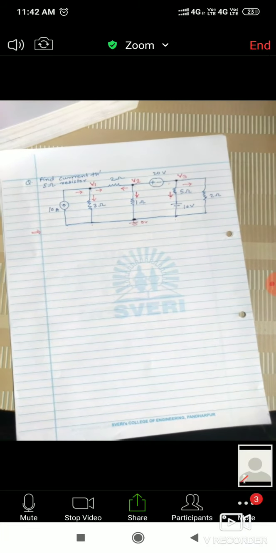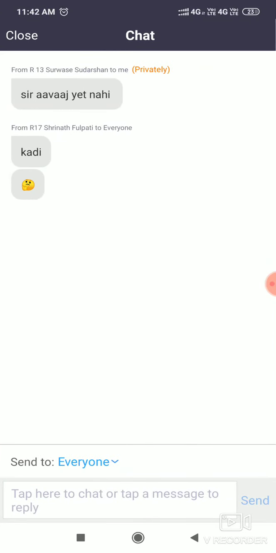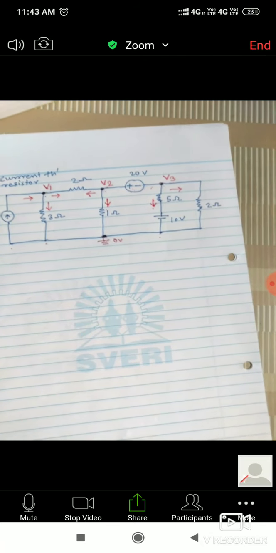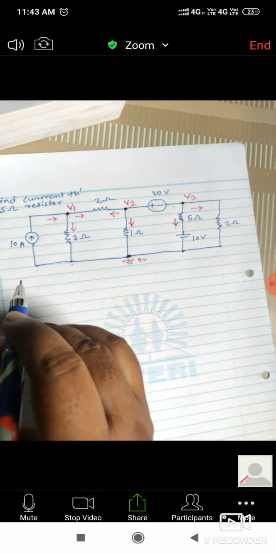Does anyone have any doubt related to the supernode analysis? So I will start to solve this problem.